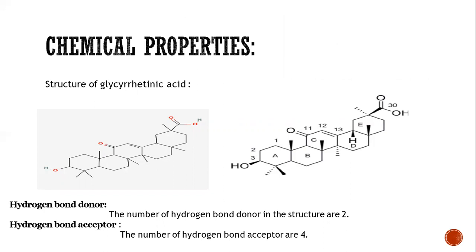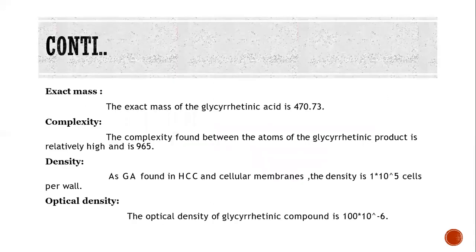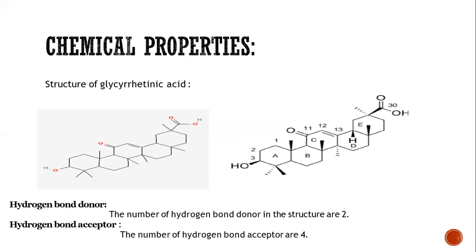The chemical properties include hydrogen bond donor and hydrogen bond acceptor. The number of hydrogen bond donors in the structure is 2, whereas the number of hydrogen bond acceptors is 4. Exact mass. The exact mass, or molecular weight, of glycyrrhetinic acid expressed in grams per mole is 470.73. Complexity. Here we can see the structure of glycyrrhetinic acid.